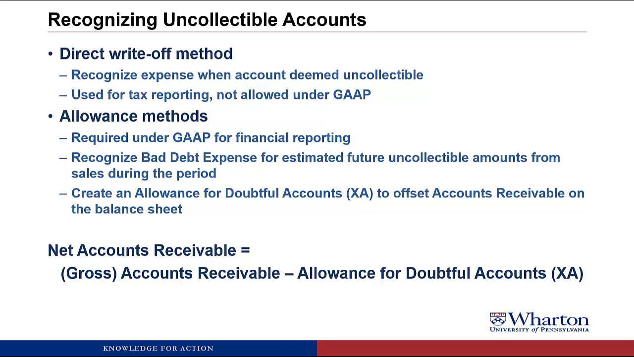So what you'll see on the balance sheet is net accounts receivable, which is equal to the gross accounts receivable, the amount that you originally booked when you made the sales, minus this allowance for doubtful accounts. And this is completely analogous to net property, plant, and equipment, which equals property, plant, and equipment at its original cost minus the accumulated depreciation.